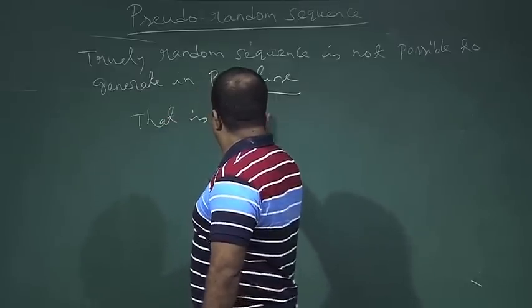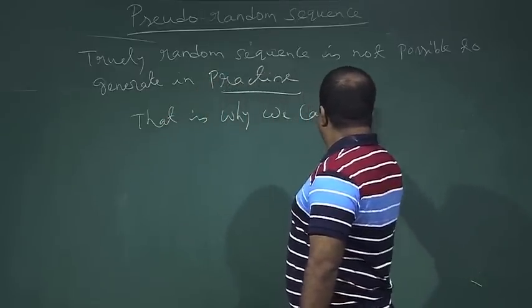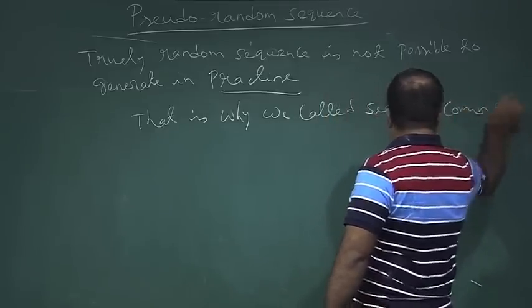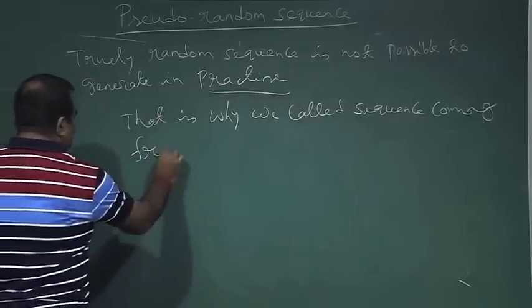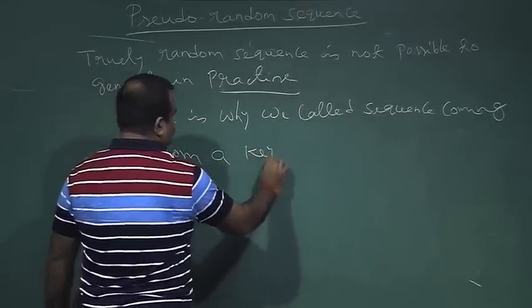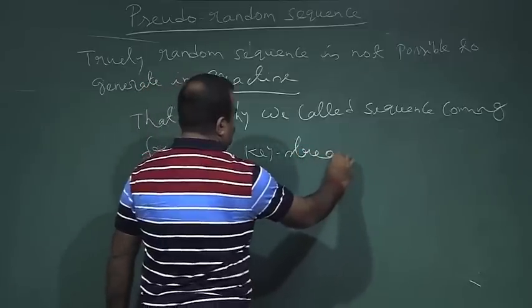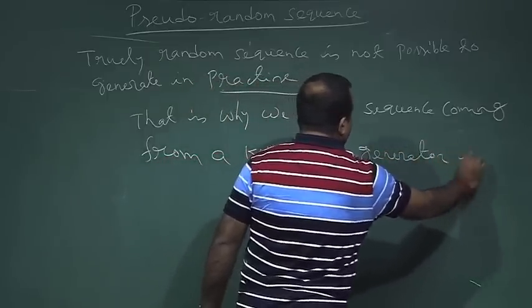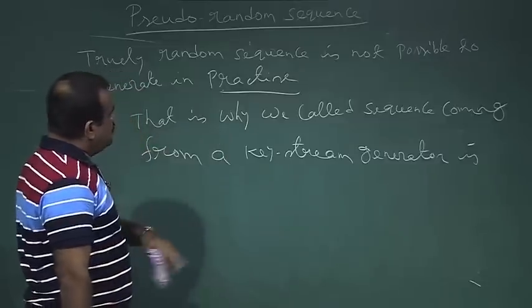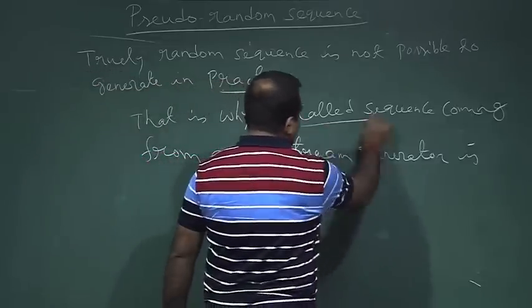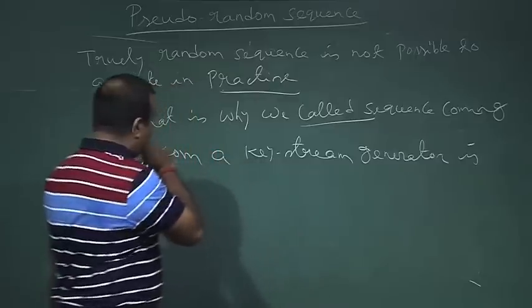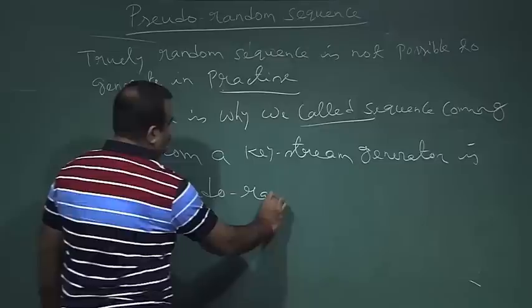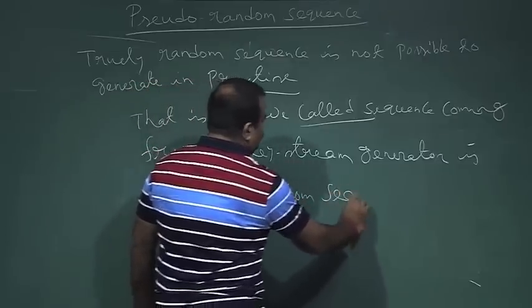That is why we call the sequence coming from a key stream generator a pseudo random sequence instead of a truly random sequence.